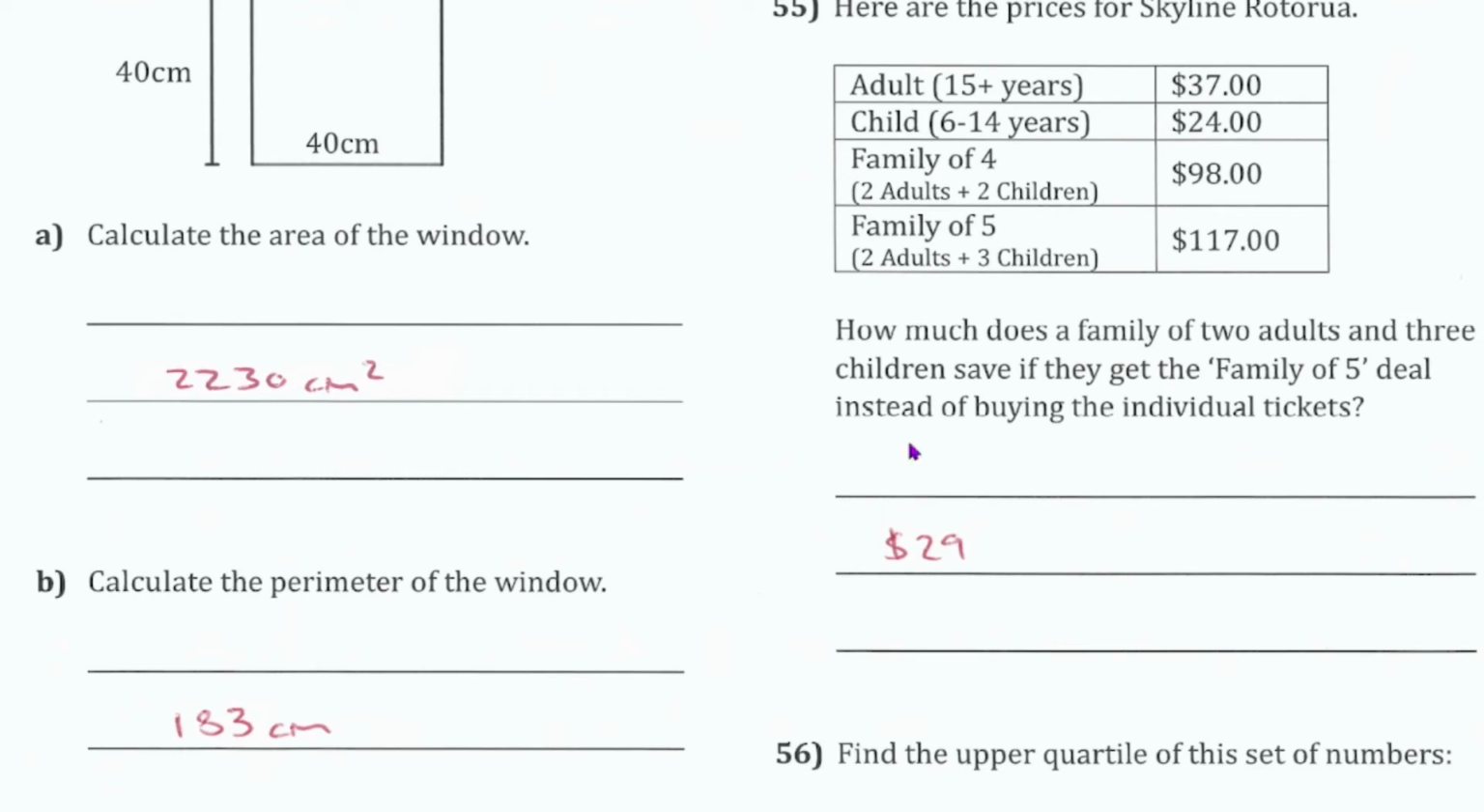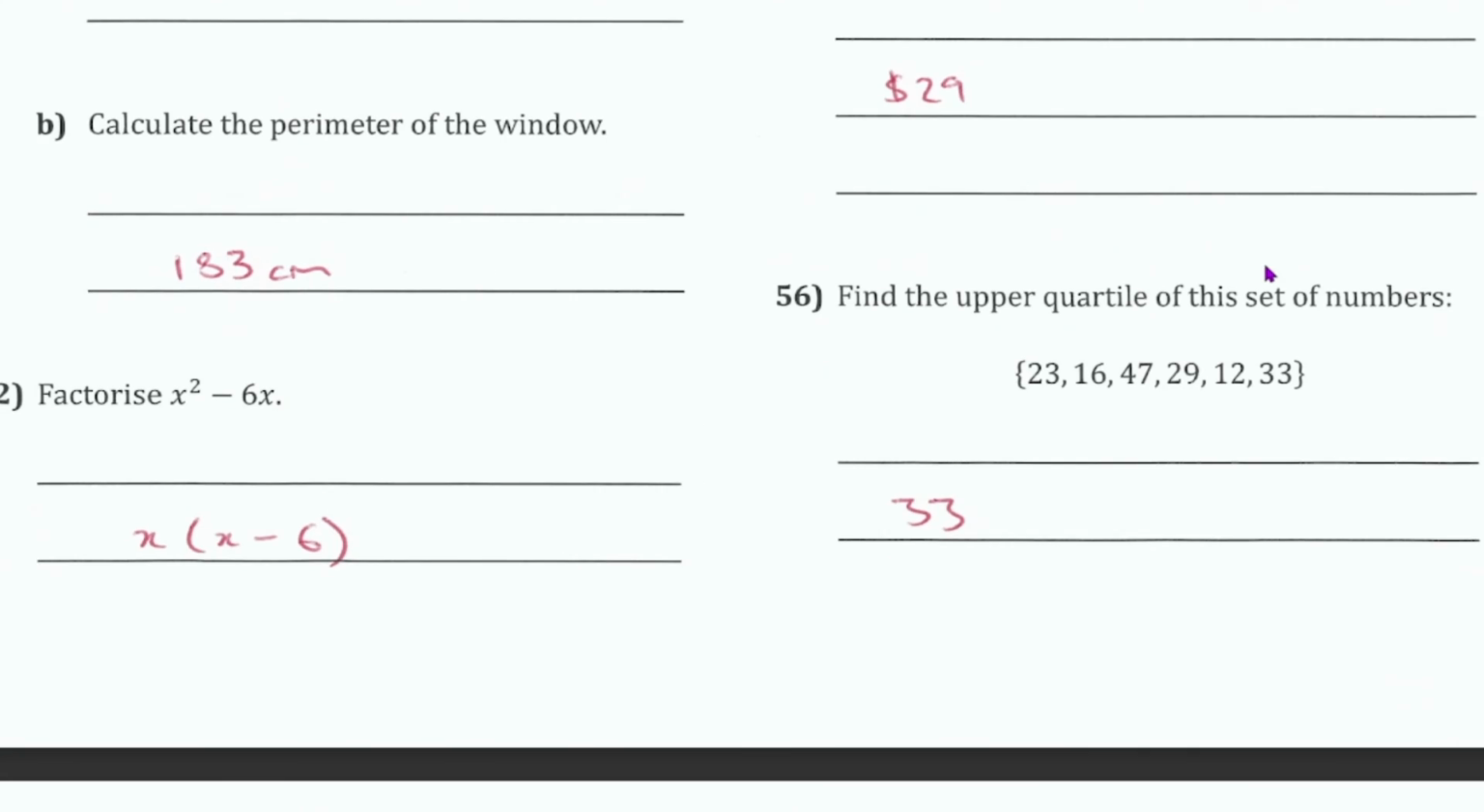Here's some skyline prices for Rotorua. If we have a little bit of a look here, if there's 2 adults and 3 children, you add the price of 2 adults, 37 plus 37, and you add 3 lots of children, so 3 times 24. Add that all up, and that gets you 146. You go 146 minus 117, and that gets you the difference. That's how much you save. You save $29 by getting the family of 5 deal.